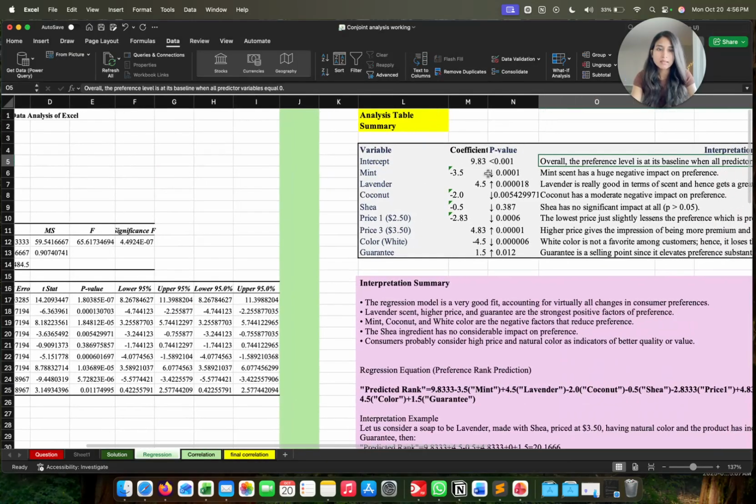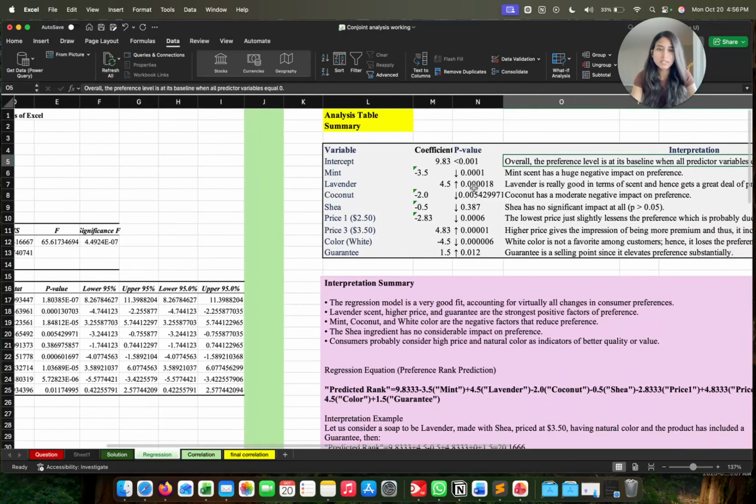So let's talk about what the coefficients and p-values tell about the variables that we have. For example, for mint, the mint coefficient is minus 3.5 and the p-value is very low, that is less than 1. So this determines that mint scent has a huge negative impact on the preference. Likewise, let's talk about positive ones. So price is 4.83 with a positive p-value.